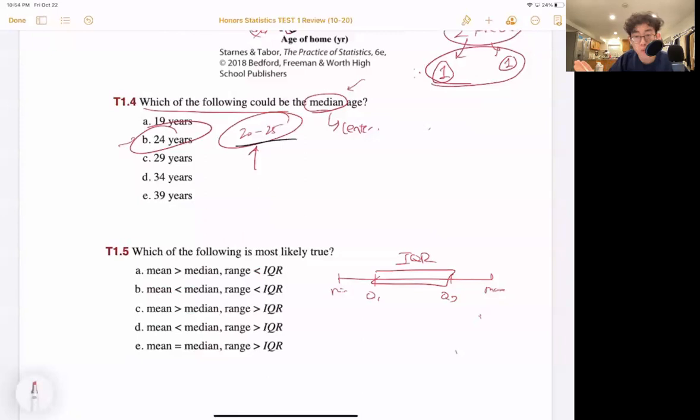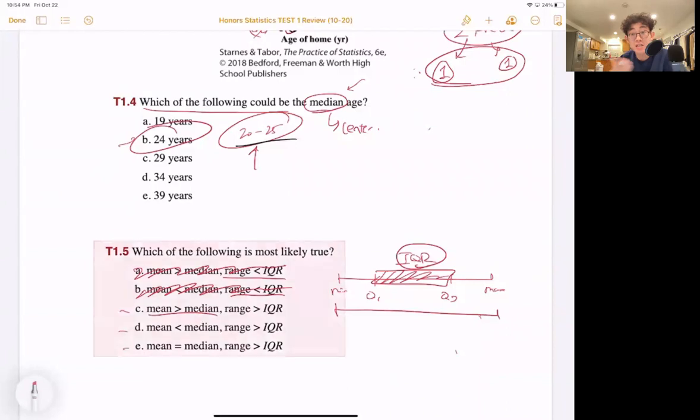There is no way that IQR, that distance, is going to be bigger than your minimum to maximum. That just physically cannot happen. Look at the length of that versus Q1 to Q3. That is just not going to happen. So when I see that the range is less than IQR, I'm just going to erase that right there. That makes no sense. So now we're really down to these 3 choices: mean is greater than the median, mean is less than the median, mean is equal to the median.